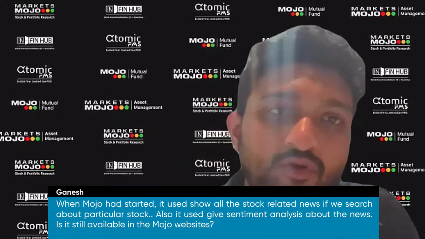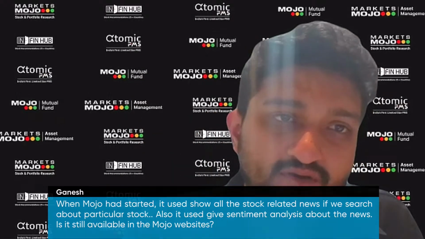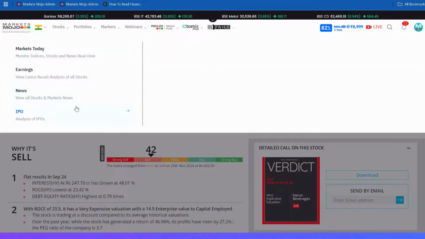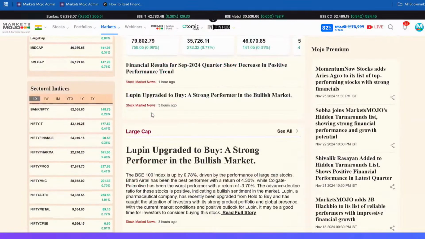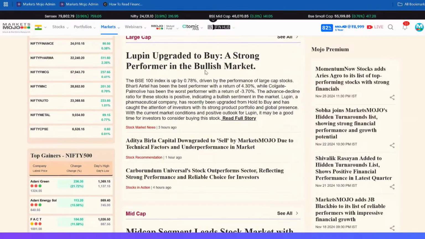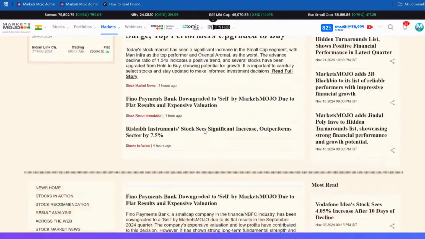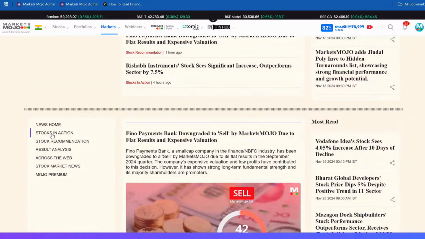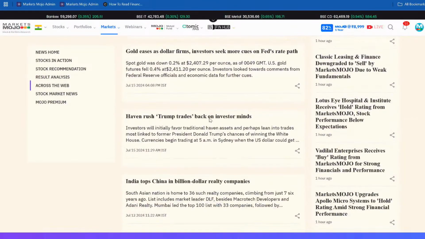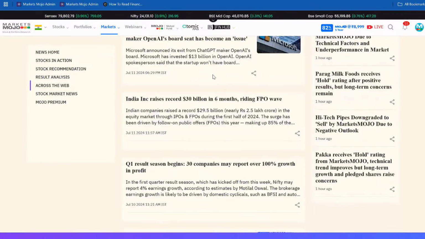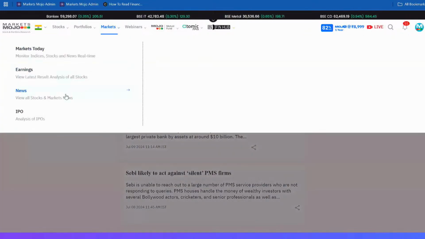So we have a whole news section now. If you go to Markets and then to News, we have a whole news section about the different things happening in the market and how it has moved around. Some are for the premium section: large caps, mid cap, small cap news, stocks in action, stock recommendation, result analysis, news across the web. So you can see across the web what has happened. So yes, news is available, and under Markets is a whole particular section.